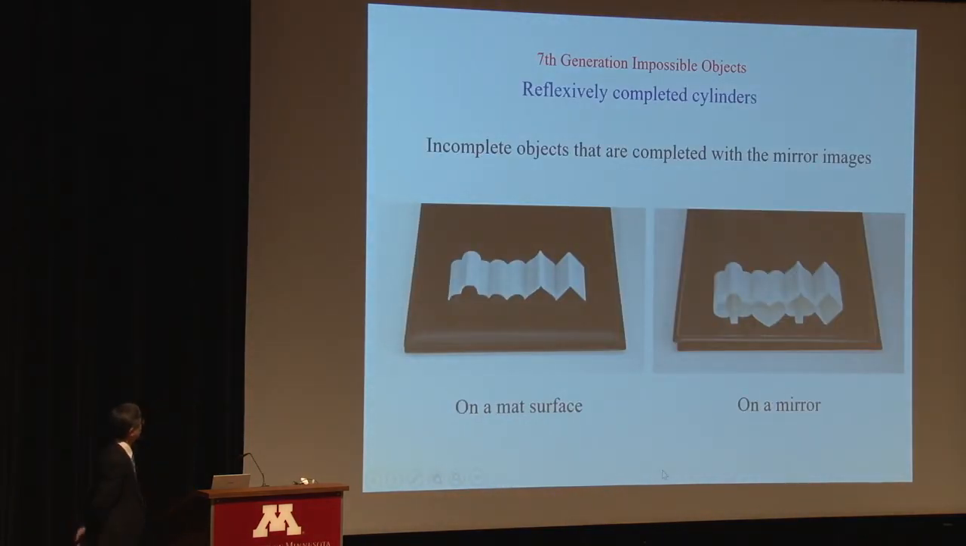And finally, I will show the seventh generation. I have just constructed it last week. When we put the object on the mat surface, it looks like the left one. But if we put the same object on the mirror, then it looks like that, meaning that if we combine the direct view of the object and its reflection, we have a meaningful shape. Also, the original object itself is almost nonsense. And this is also a simple application of the ambiguous cylinder method. So I call it reflexively completed cylinders because the object itself is incomplete, but it is completed if we combine it with a mirror image.